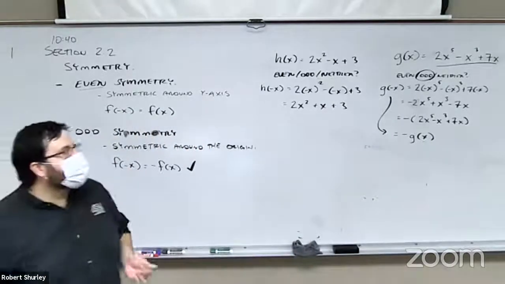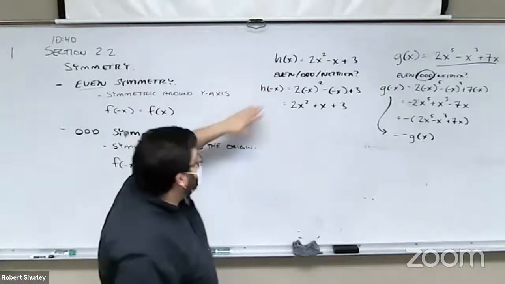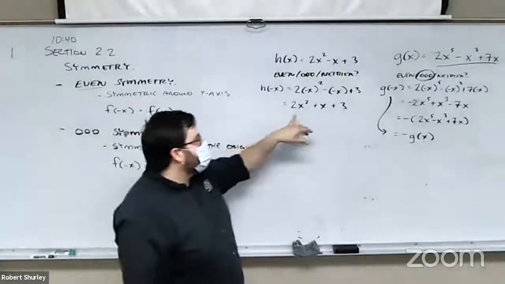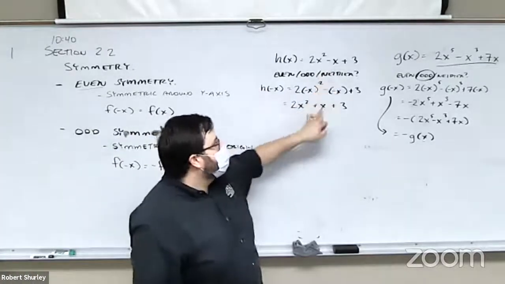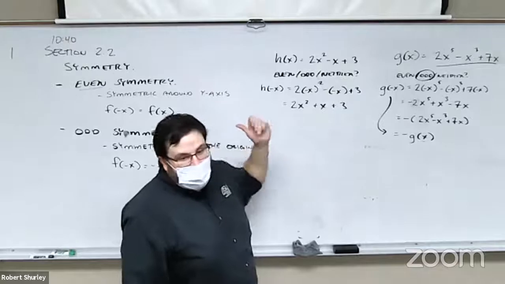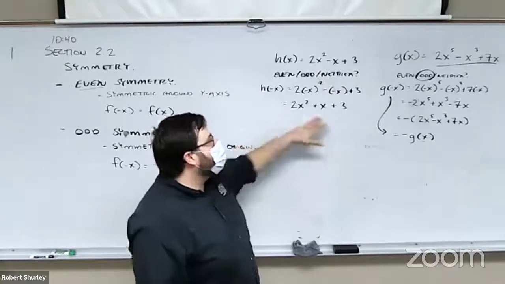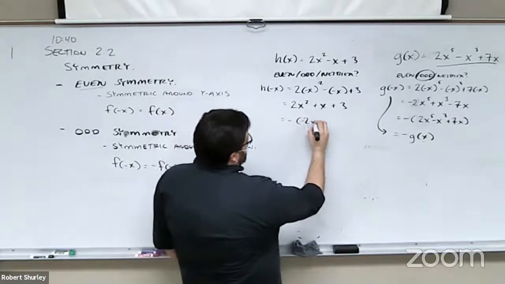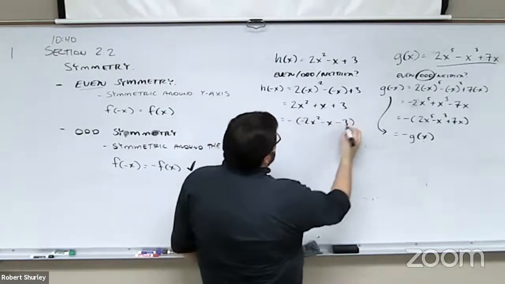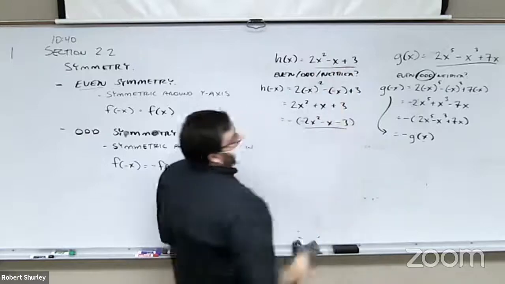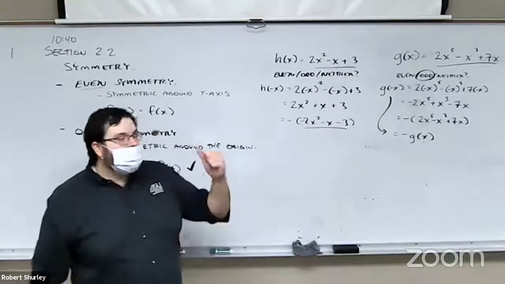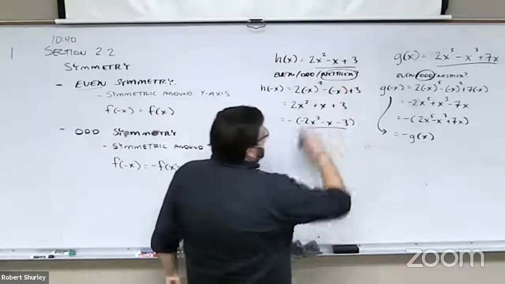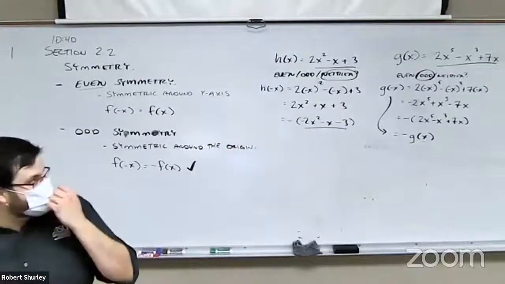So if I go through these, this is not even. Remember, for even, everything had to be the same, right? And the second one changed. So it's not even. It's not odd, because not all of them changed, right? If I factored out a negative, this would be negative 2x squared minus x minus 3. This is not the same as my original function. So this one is not even or odd. So it's going to be a neither, however you want to pronounce that.